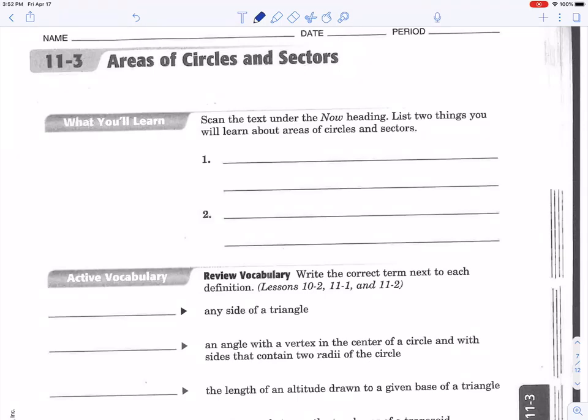This is 11.3, Areas of Circles and Sectors. Scan the text under the Now heading. List 2 things you will learn about areas of circles and sectors. The first under the Now heading says how to find the area of circles.